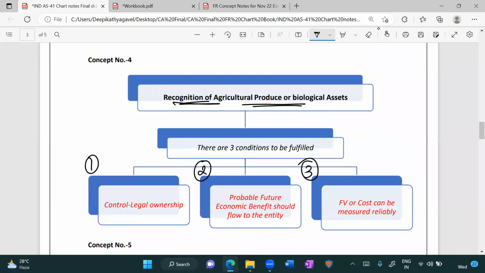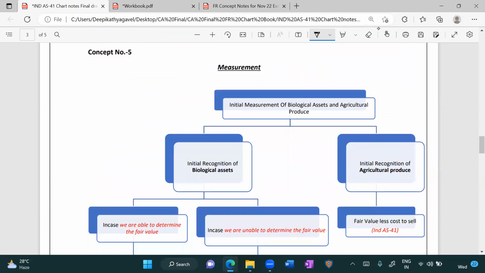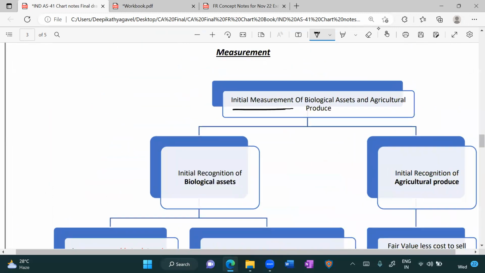So first we saw the definition of agriculture, what is covered under the standard. Next we saw what is not covered in the standard. Then we understood the definition of agricultural activity and now the recognition principle, right? Once your agricultural produce or biological asset satisfies this recognition criteria, we will measure that in our books. The initial measurement will take place.